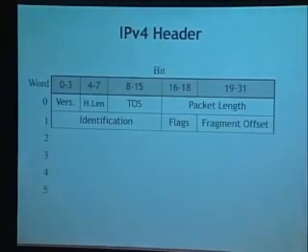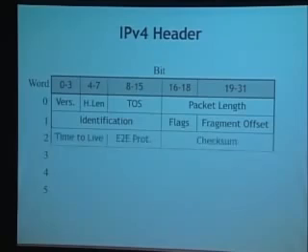So the next field is identification. The next word has identification, flags, and fragment offset. Let's just look at the next one. The next one has time to live, end-to-end protocol, and checksum. The important fields here... I'm blanking on what the identification field contains, which is why I'm stalling. So let's talk about the other fields, and we'll come back to identification if I remember it.